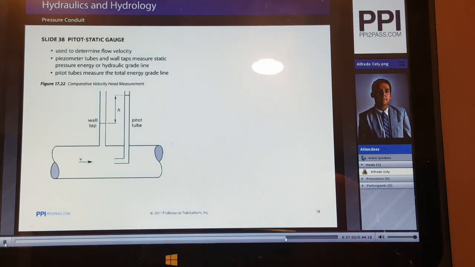One of the ways to measure parameters within a pressurized conduit is the use of different gauges. One of the most common ones used is the pitot static gauge. The pitot static gauge is used to determine flow velocity. Piezometer tubes and wall taps measure static pressure energy, or the hydraulic grade line. Pitot tubes measure the total energy grade line. The difference between the wall tap height, which is shown here, and the pitot tube height is the velocity head.